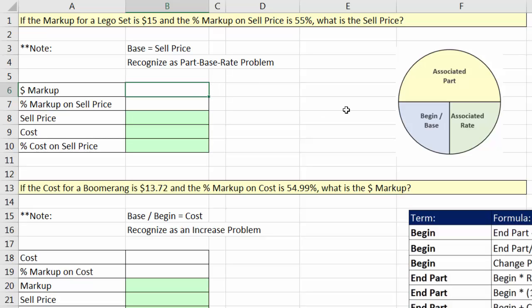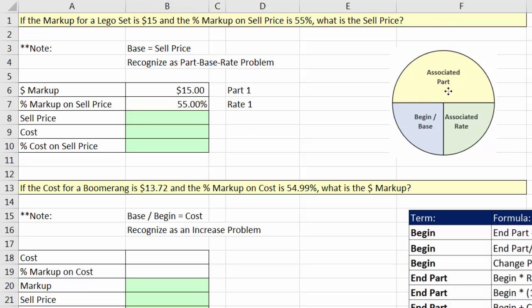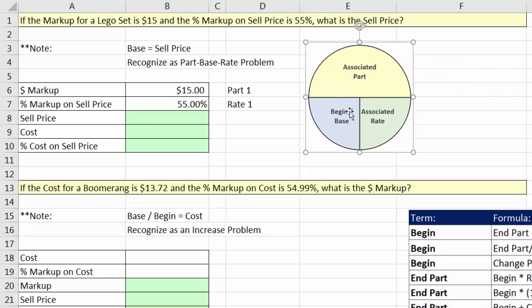problem. Now, dollar markup, that's 15 and enter. Percentage markup on sell price, 55%. Notice that's pre-formatted. And enter. We can use this diagram if we want. We're trying to get back to our base. We have one of the parts and one of the rates, so we can simply do our division. Equals, there's the part divided by the rate. And when I hit enter, $27.27.